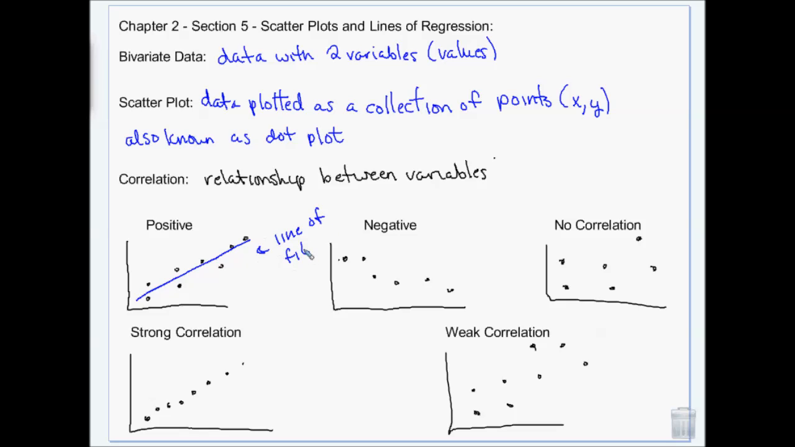And there's more than one line of fit because, you know, it's your opinion. Maybe you would want to make it a little steeper or a little flatter. You just wouldn't say, here's my line of fit, if it obviously does not fit the data. So the line of fit fits the pattern of the data.